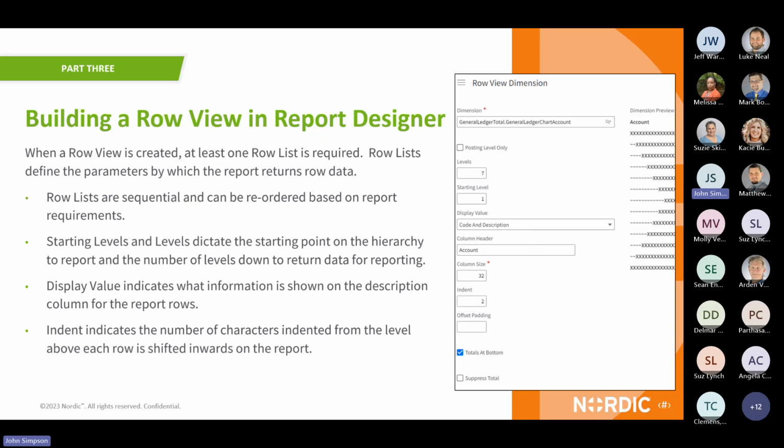Last, but not least, along with that, there's a button towards the top called posting level only. If I click that, it's only going to show me my posting levels in my accounts. It's not actually going to give me my subtotals by my hierarchy. It'll just show me my posting level. So if you wanted to build a trial balance or something along those lines, you may select posting level only just to see those accounts.